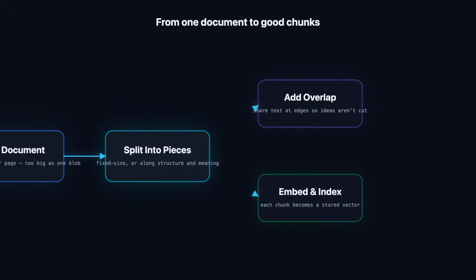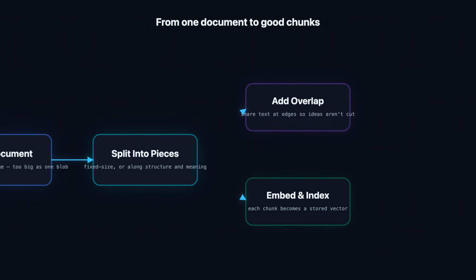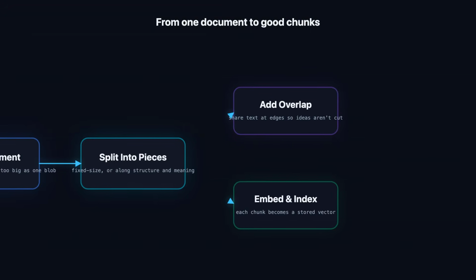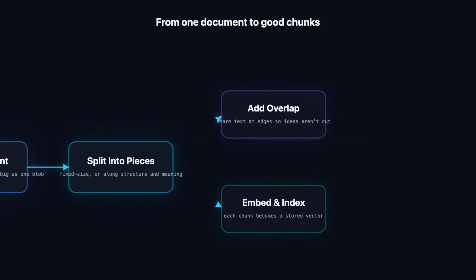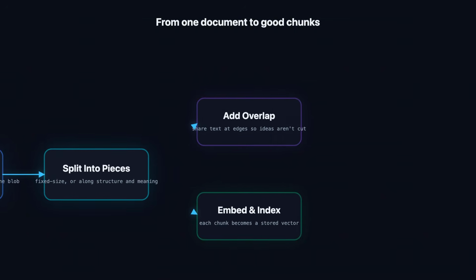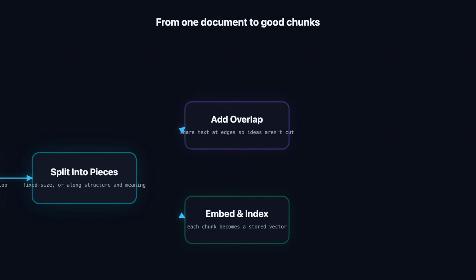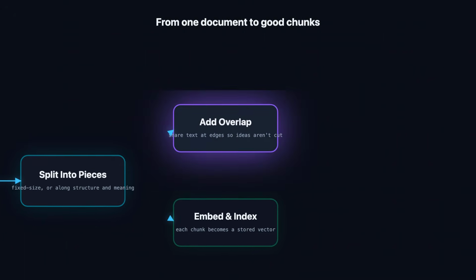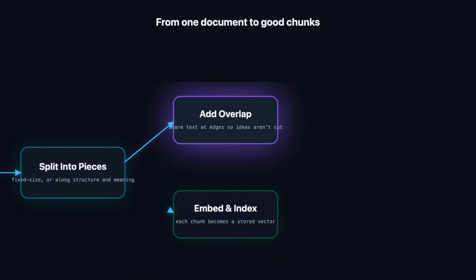The classic move is fixed-size chunks of a few hundred tokens each. Smarter strategies cut along the document's own structure, its paragraphs, headings, and sentences, or even split by meaning where the topic actually shifts. Here is a subtle but crucial touch.